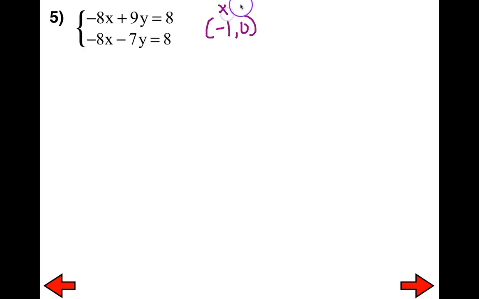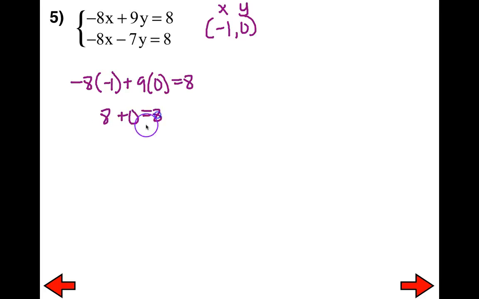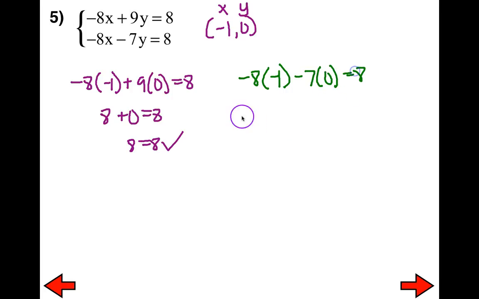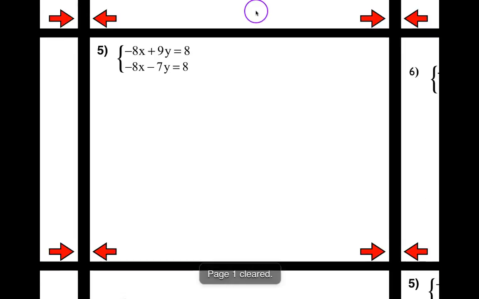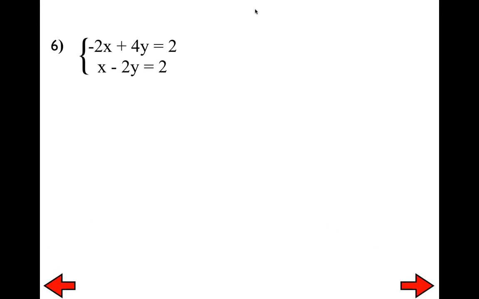Here the x's are negative 1s and the y's are 0s. So here negative 8 times negative 1 plus 9 times 0 equals 8. Is this true? Well, 8 plus 0 equals 8. This is true. So now all I need to do is check the second one. Negative 8 times negative 1 minus 7 times 0 equals 8. Here we have 8 minus 0 equals 8. This is definitely true, so I can confidently say the solution for this system is negative 1 comma 0. Okay, with that said, go ahead and try number 6 on your own.